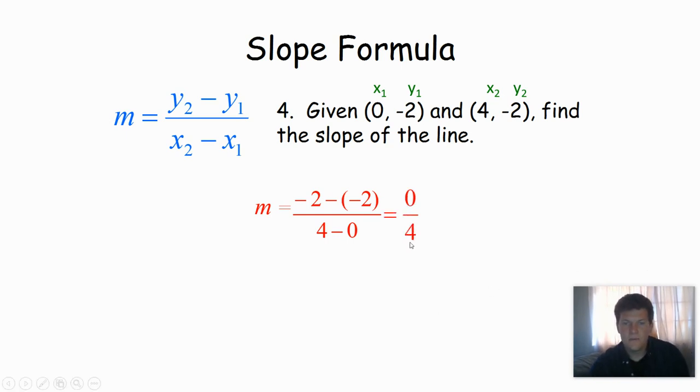Again, double negative, makes it positive. That's -2 plus 2, which is 0. On the bottom, 4 minus 0 is just 4. So I have 0 divided by 4, which reduces to 0. So my slope in this example was nothing.